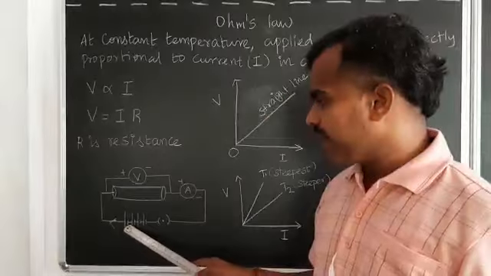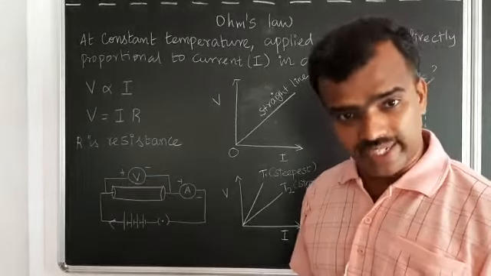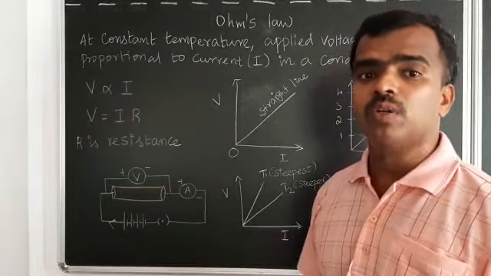Now if I am increasing the voltage, what will happen? The current flow through this conductor also increases, linearly increases. That's why we are saying that V is directly proportional to I.